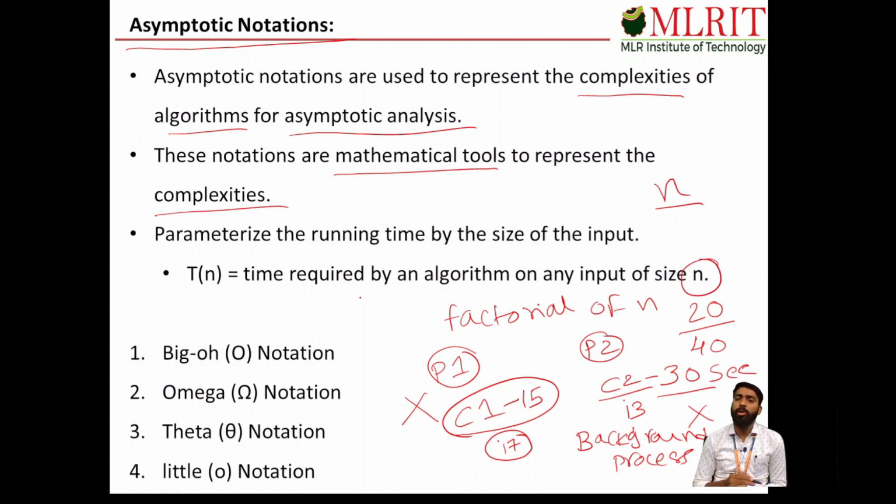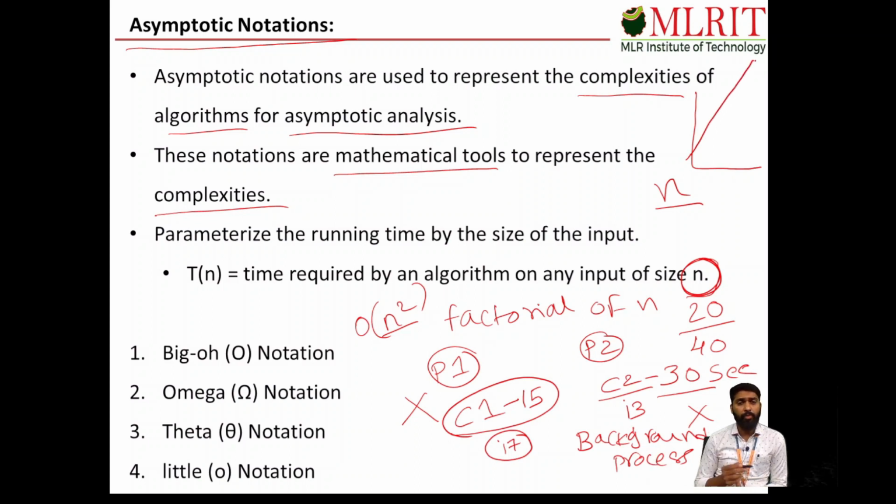For example, what is the time complexity of bubble sort? Big O of n square. So what is n here? N specifies the size of the array here. We parameterize the running time by the input size, which we specify as n. Now if the size of n is increasing, then the execution time is also increasing.